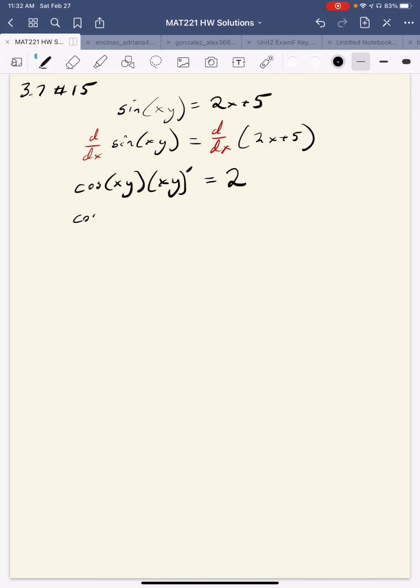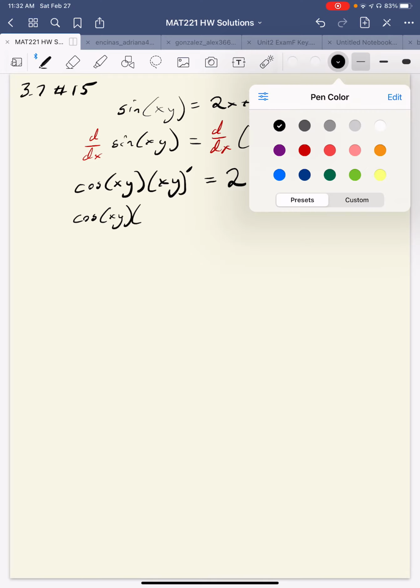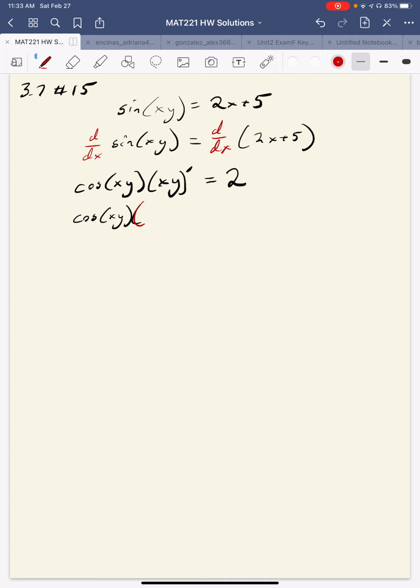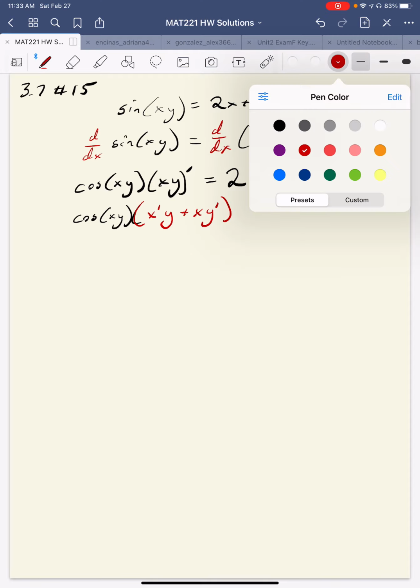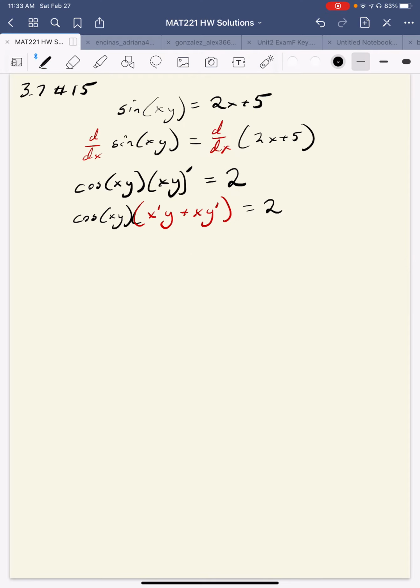Okay, so now I'm going to continue on. So this gives me the cosine of xy times, all right, now I see in order to take the derivative of xy, I need to use the product rule, so I'm going to write that out here. And maybe I'll write that out with a different color. So this will give me x prime y plus xy prime. Okay. And all of that equals 2.